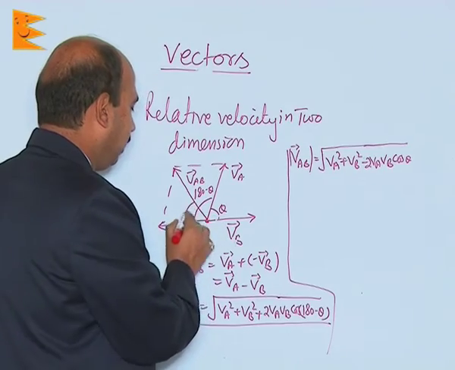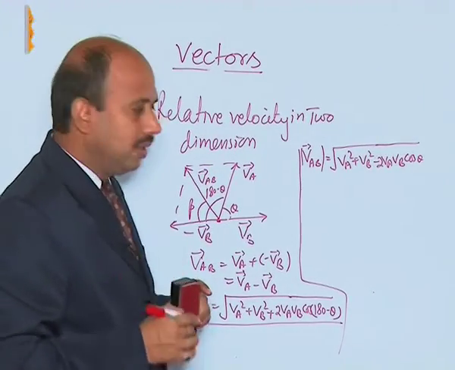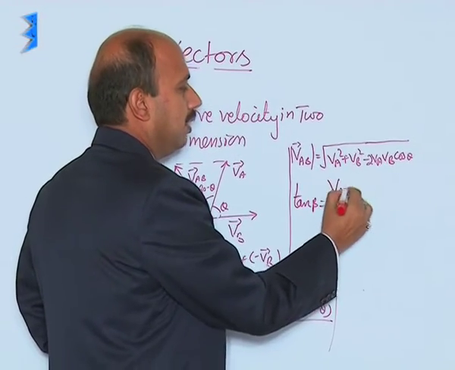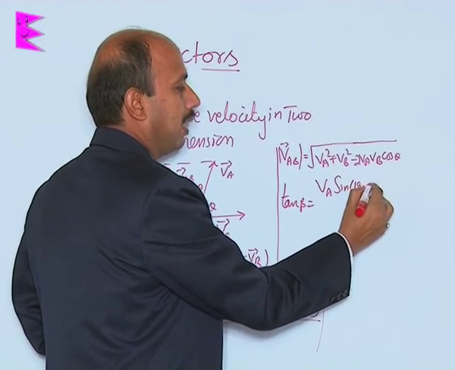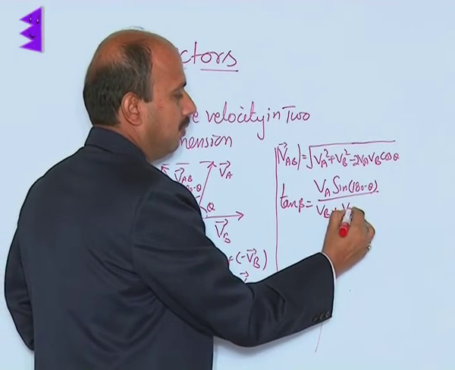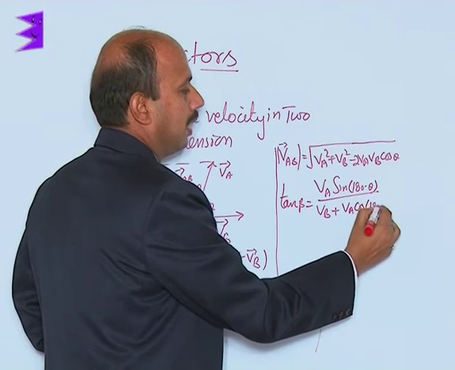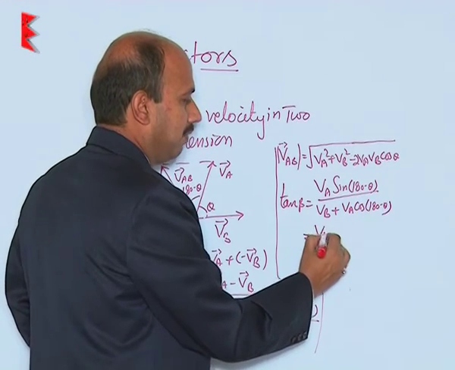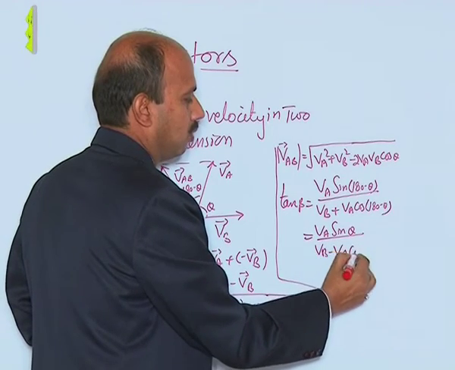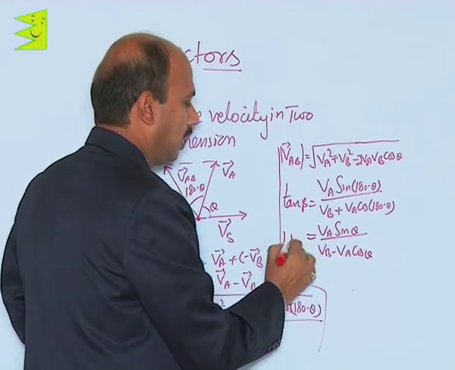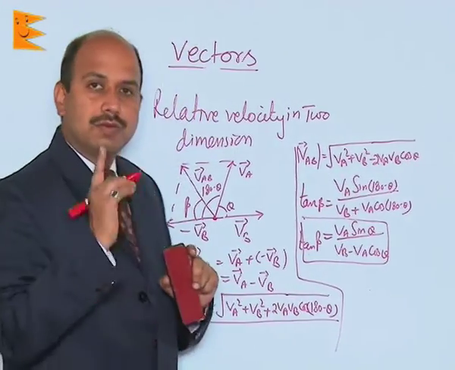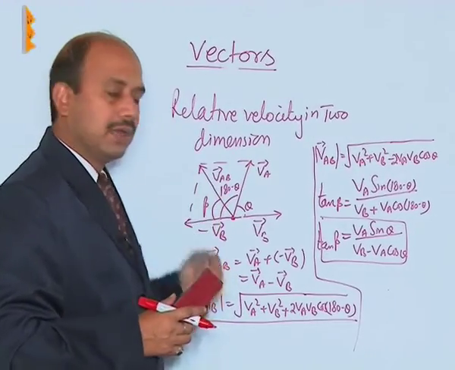Similarly, we can get this angle beta also. Suppose this is beta, we can calculate it. Here we can write tan beta is equal to VA sin (180 degree minus theta) divided by VB plus VA cos (180 degree minus theta), and we can write VA sin theta divided by VB minus VA cos theta. So you can calculate here the angle of relative velocity VAB also.